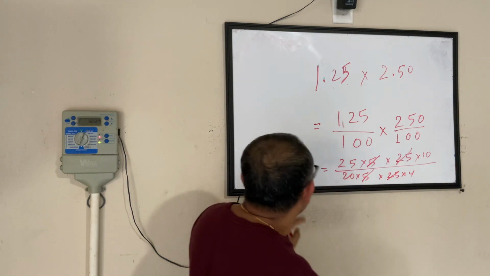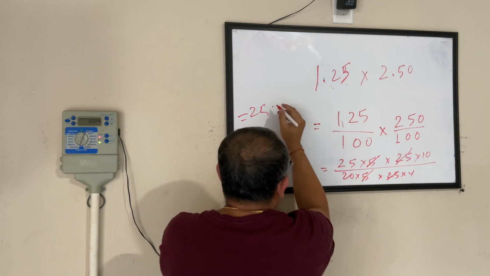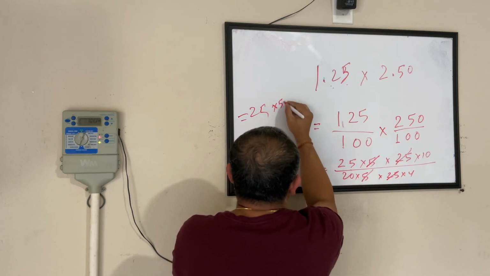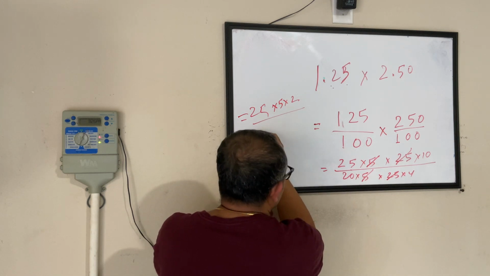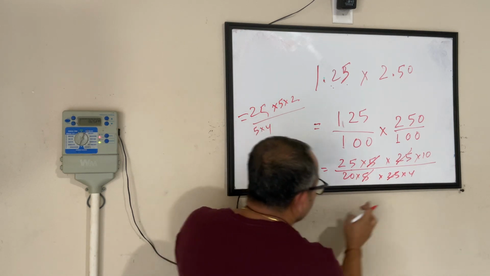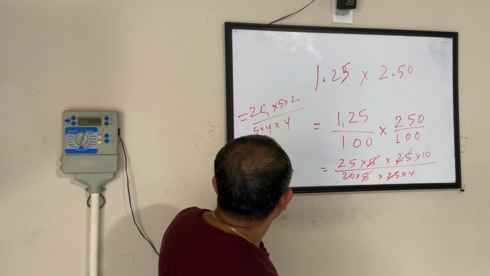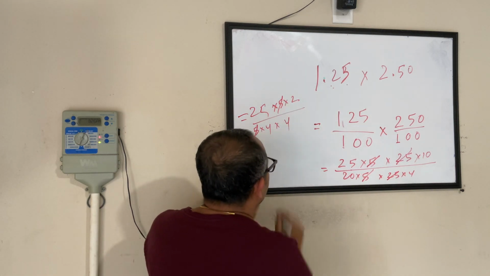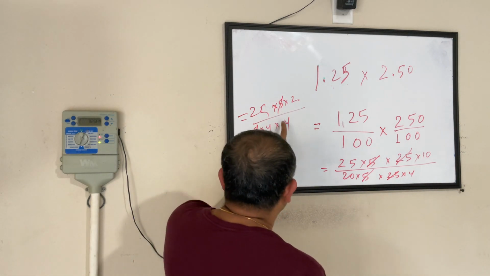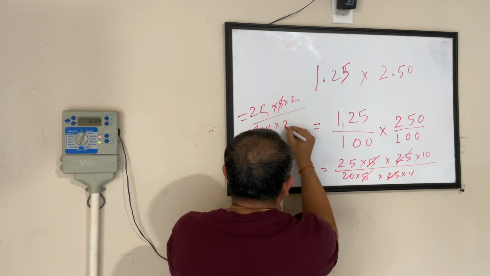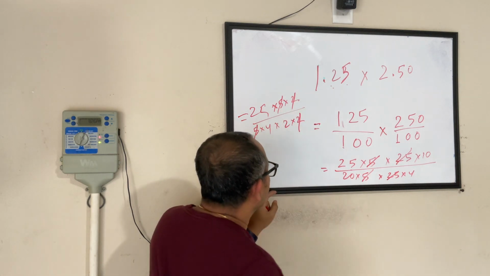Now what do I have? I have 25 and 10. 10 I can write as maybe 5 into 2. And then I have 20. I can write this as 5 into 4. And then a 4. Look at this. This 5 and this 5 I can do tic-tac-toe. What do I have now? 25 into 2. Again, one of the 4 I can write as 2 times 2. This and this I can knock off.